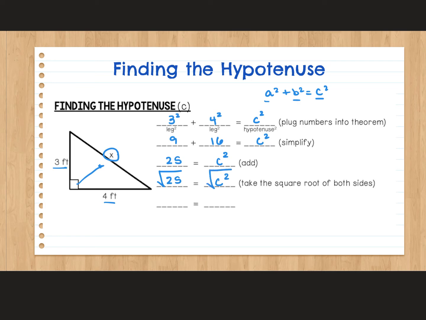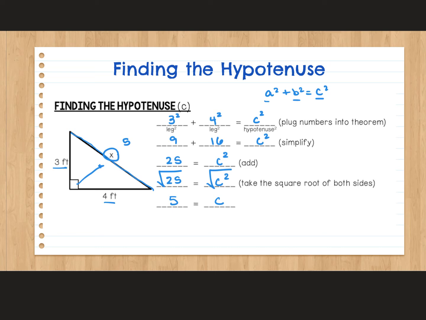So remember, we're just looking for those side lengths. So in the beginning, when we looked at Pythagorean theorem, we looked at the squares, but we're just looking for that side length. We just want to know what the length of this side is. So we know that the square root of 25 is 5, so c equals 5. So that means that our hypotenuse is 5.